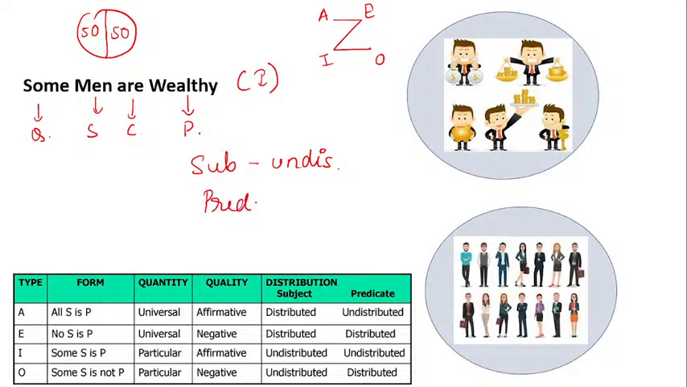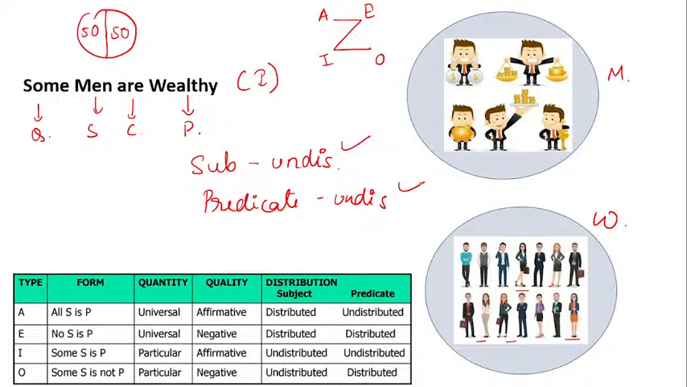What is the predicate? Now many students might be thinking, should it be distributed or undistributed? Students, the predicate term is going to be undistributed again. Why? Because if you see the circle over here, some men are wealthy. In the wealthy circle, there are some women as well. Women can also be wealthy, right? If some men can be wealthy, there could be some women also who are wealthy. This is the circle of wealthy, and this is the circle of men. So the subject term becomes undistributed, and the predicate term also becomes undistributed.